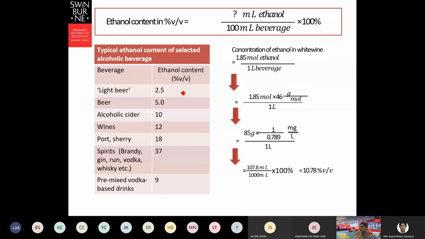After that, he says percent volume over volume, right? Volume by volume percentage, rather. We have to show the volume percentage, so how can we find the volume percentage? It is milliliter per 100 milliliter. In 100 milliliter, how many milliliter of ethanol will be there?